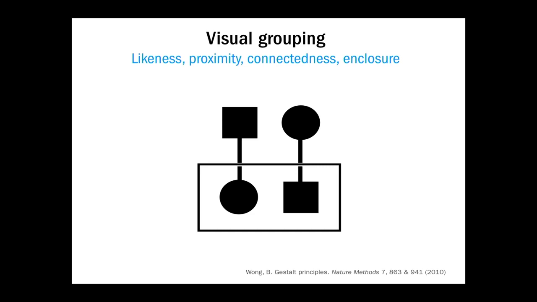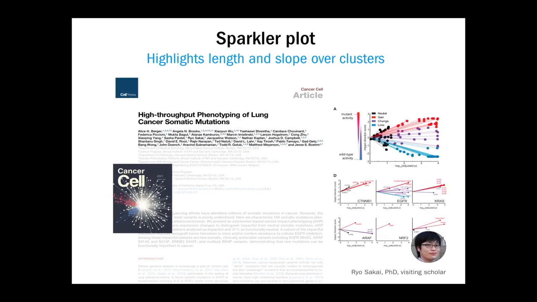So the strategy and the goal is to make design choices that are aligned with how we tend to see data and take advantage of these visual phenomena. Here's an example of a visualization that we developed for analysis, but eventually also used in publication, called a sparkler plot. Without those connecting lines, which are stronger than proximity, you would just see clusters. But what's important here is the angle and the magnitude of those data points, which tells this story related to the lung cancer study.